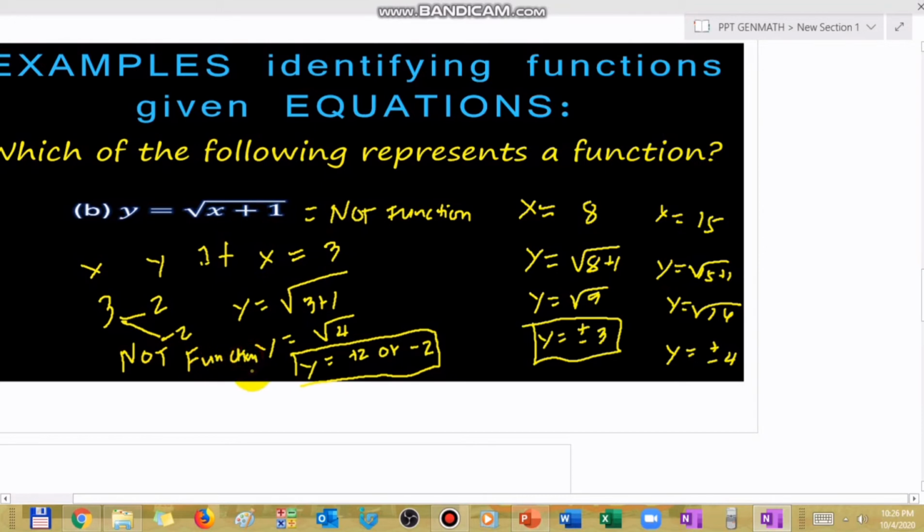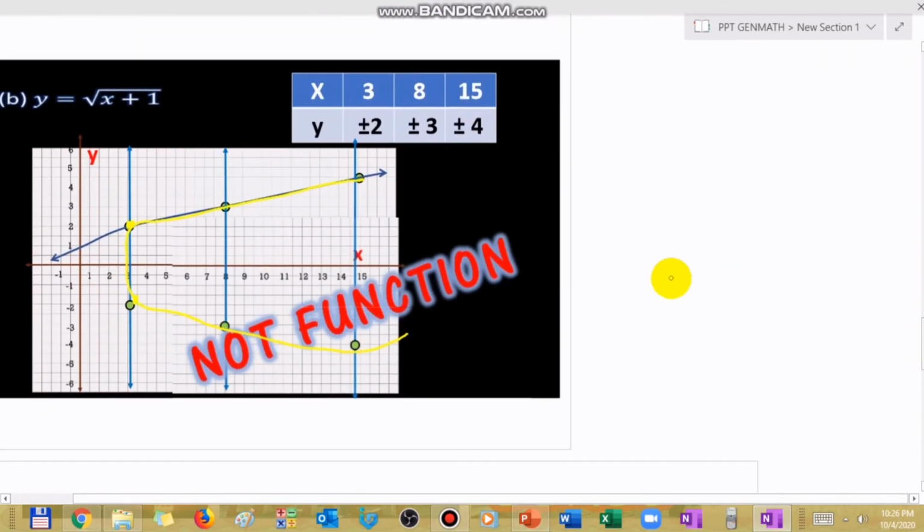If we graph this, class, the graph will look like this, right? So we have 3, positive 2 and negative 2; 8, positive and negative 3; and we have 15, positive and negative 4. Again, if you use the vertical line test, it passes the graph twice. So, therefore, this equation is confirmed as not a function.